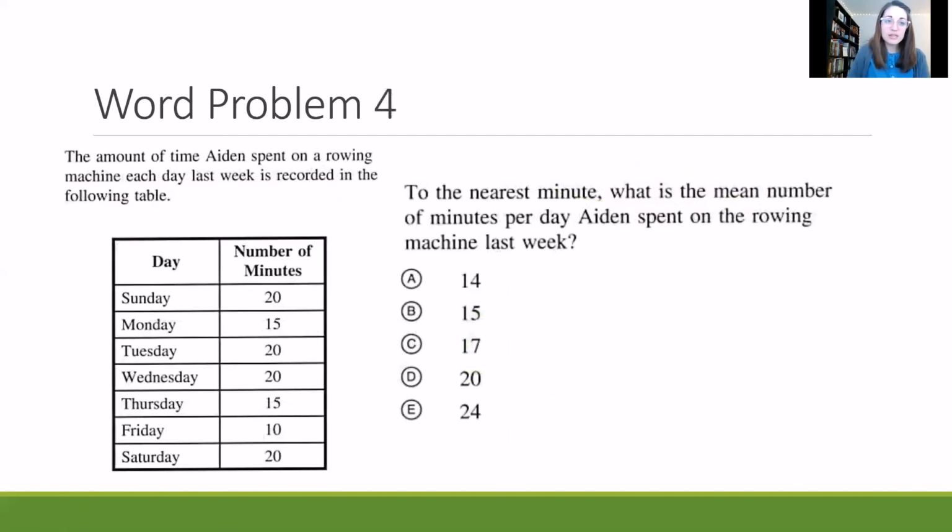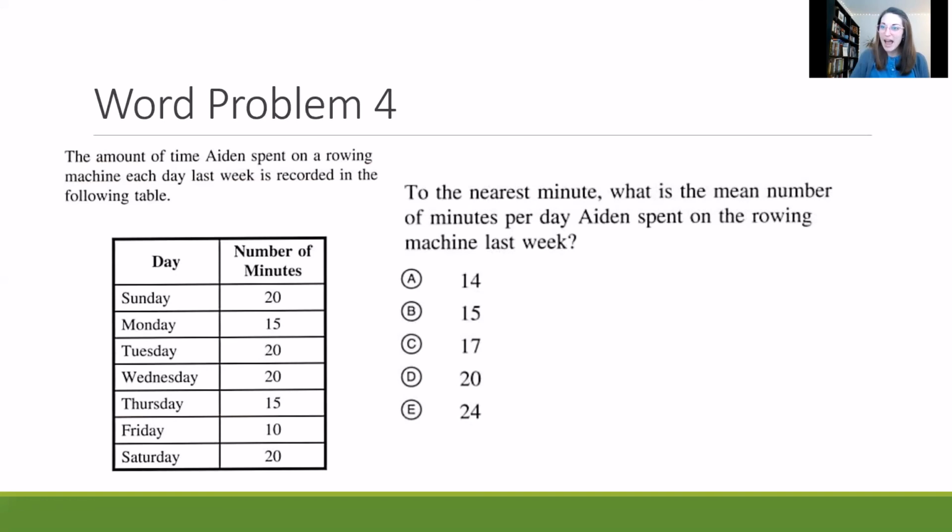For our last problem today, it says the amount of time Aiden spent on a rowing machine each day last week is recorded in the following table. To the nearest minute, what is the mean number of minutes per day Aiden spent on the rowing machine last week? Well, the key here is looking at what did I want us to solve for? And it says, what is the mean number? Now, if you see mean, it does not mean mean as in how someone is feeling or acting.